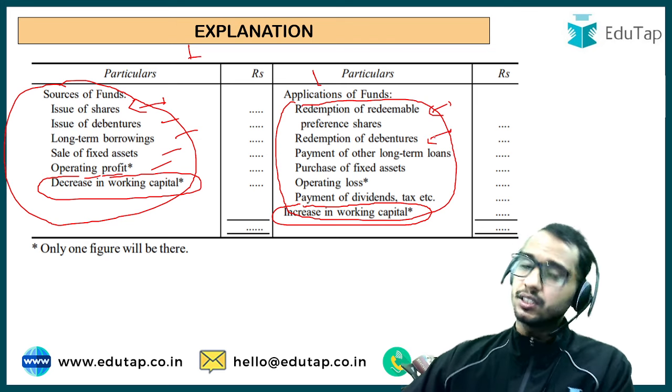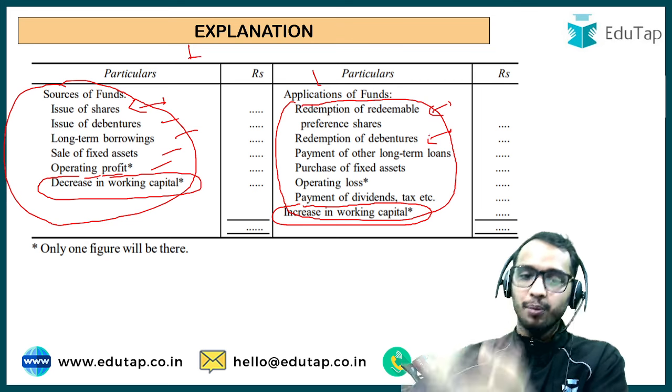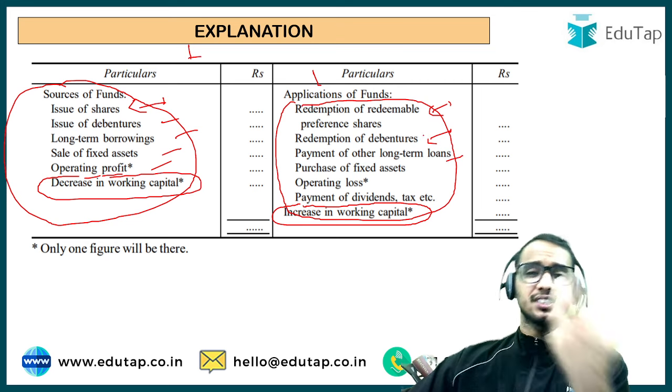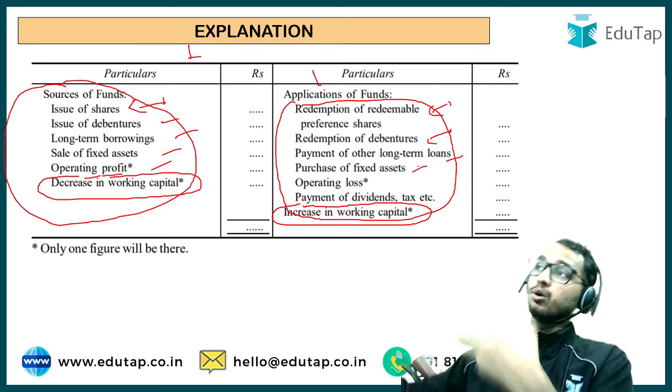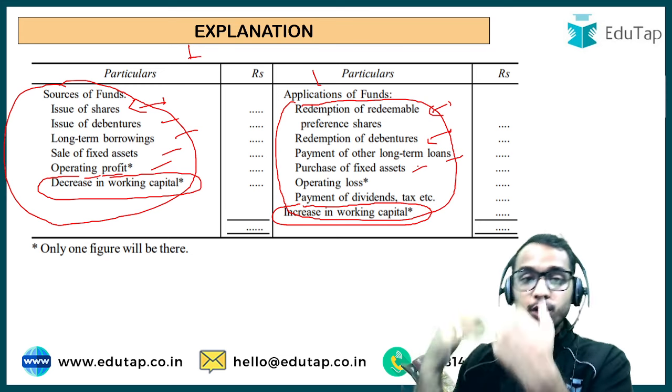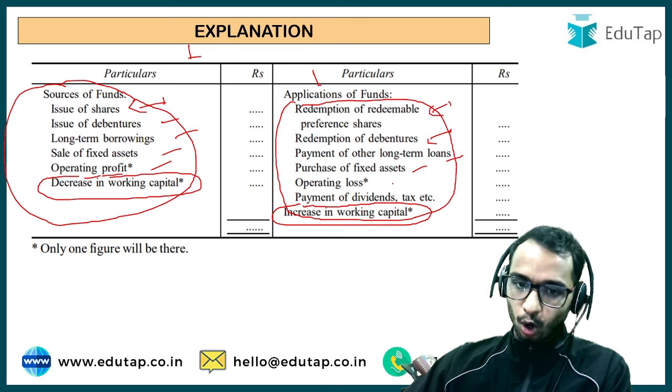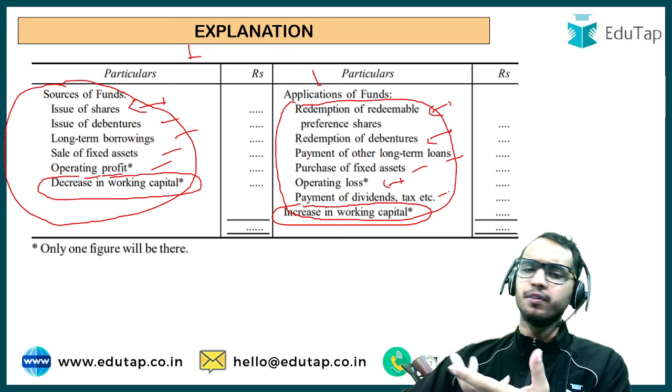Redemption of debentures, again you are using the fund. So this is the application of fund. Payment of other term loans, same. Purchase of fixed asset, you are purchasing the fixed asset. That means you are using your fund. Operating loss. Now, and payment of dividend and taxes.